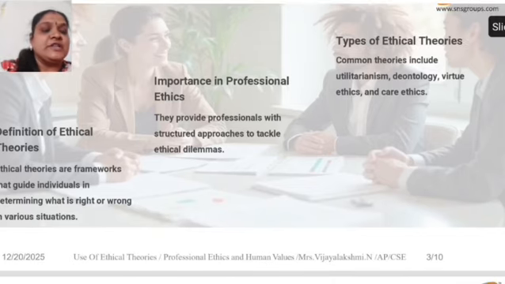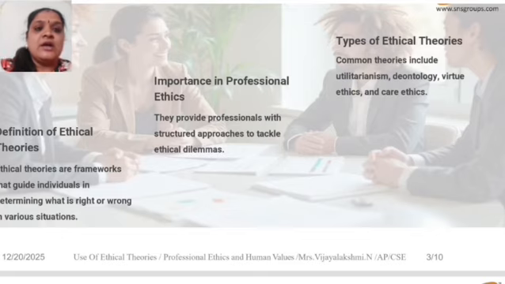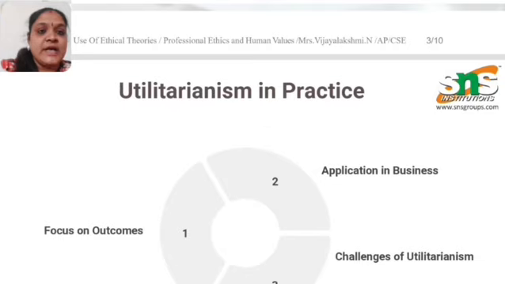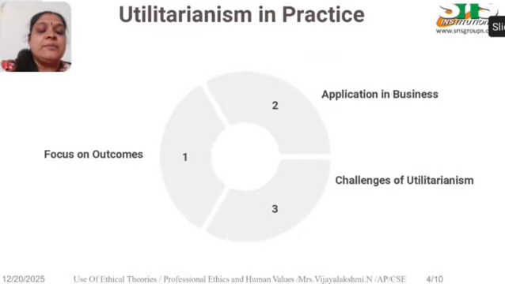And the next one is types of ethical theories. Normally we saw the definition here, and we are going to see the types, that is utilitarianism, deontology, virtue ethics and care ethics. These are all the types which we will see later on in the forthcoming slides. So the next is utilitarianism in practice. It mainly focuses on three things. One is focus on outcomes, the next is application in business, and what are the challenges we have faced in utilitarianism. This topic we already discussed in the previous lecture video.